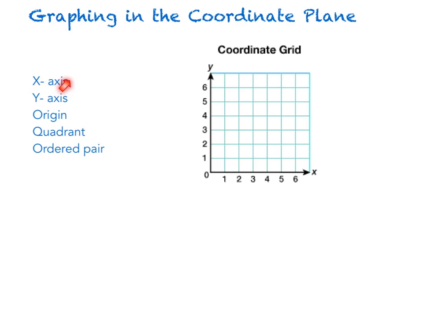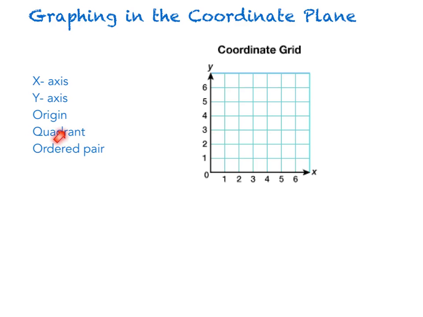We'll start with the x-axis. The x-axis is the horizontal line that is in the coordinate plane. The y-axis is the vertical line that stretches across the coordinate plane. The origin is the place where the x and the y-axis cross. It's labeled with 0.